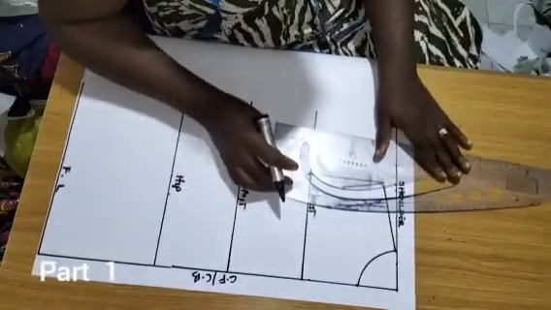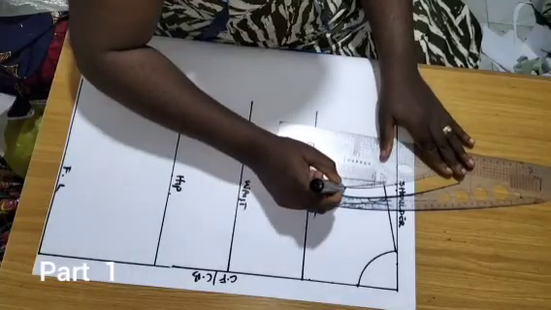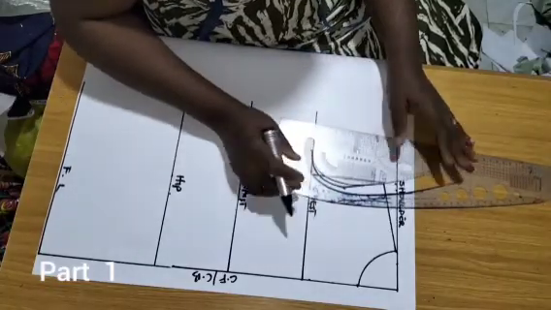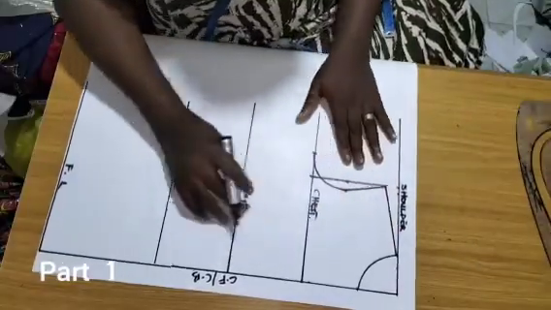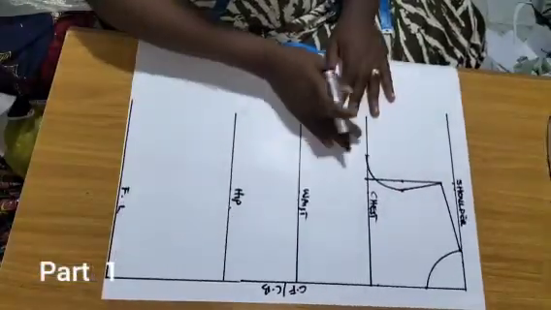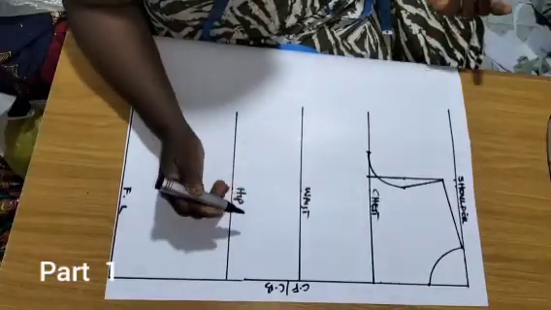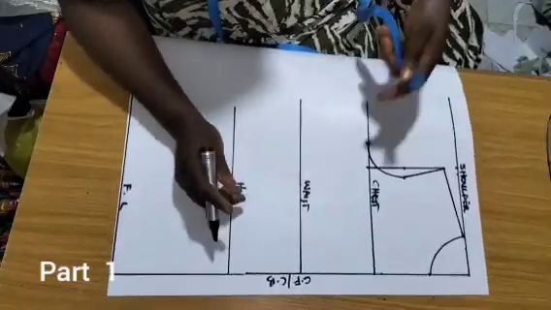So what I'm drafting now is the front pattern. Okay, it is the front pattern, but since it's an off shoulder, we don't need the back pattern because the off shoulder is the same. By the time we start altering it, we'll not be needing the back pattern.